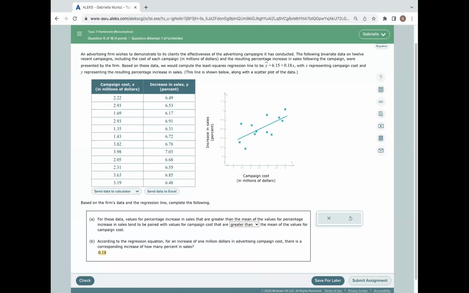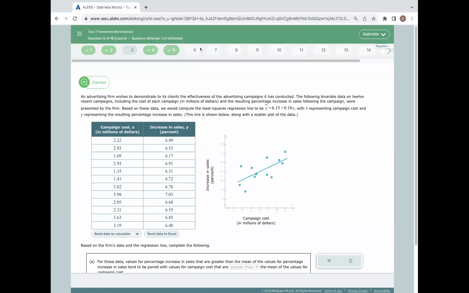Now it says percent. I don't know if it means we change that to 18. I really don't know. I think it's 0.18, I guess. We'll try it. I would go with that.